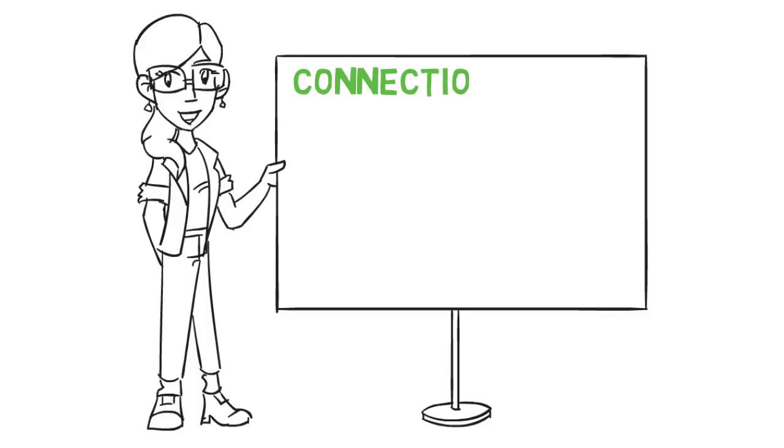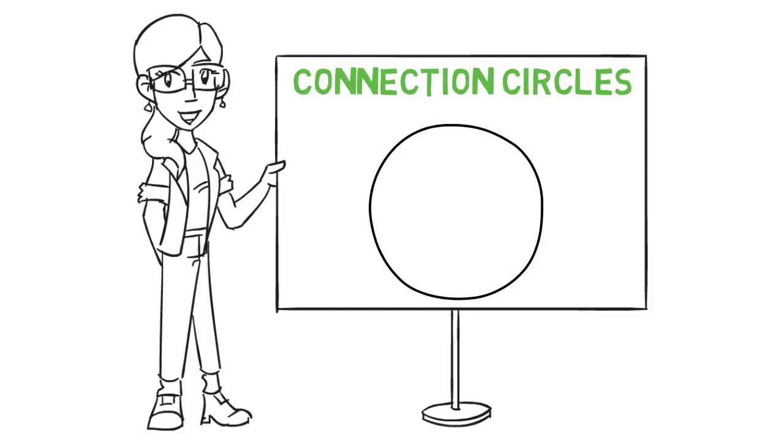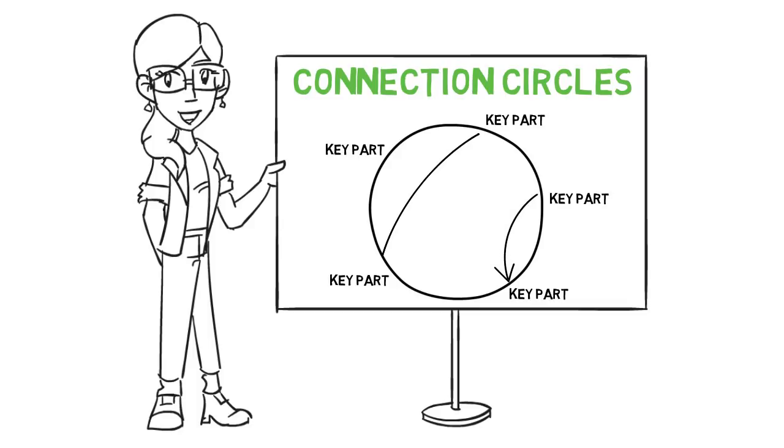A connection circle shows the parts of a system and how those parts affect one another. It creates a visual representation of how a system works. Key parts of the system that can change over time are written around a circle. These parts are then connected with arrows to show cause and effect relationships.